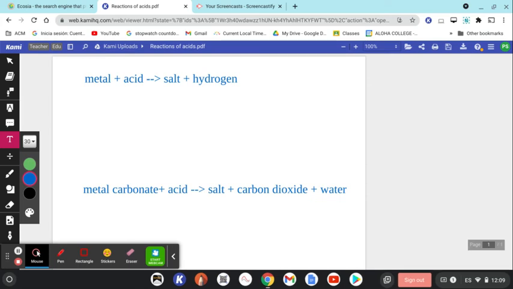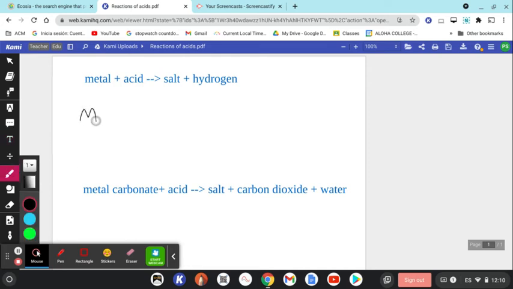Today we're going to be looking at the reactions of acids, which is topic 8 in the syllabus. Now in blue here I've got the 4 typical reactions of acids. The first one being metal plus acid, which makes a salt and hydrogen gas. Let's look at a specific example of this.